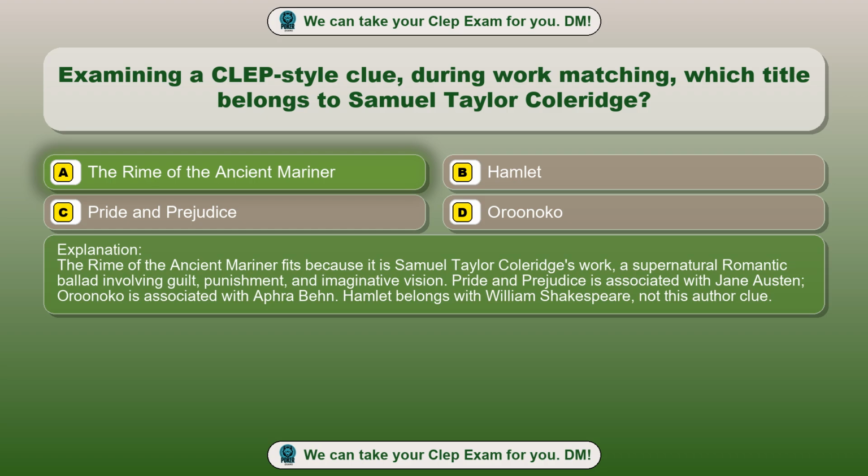The Rime of the Ancient Mariner fits because it is Samuel Taylor Coleridge's work, a supernatural romantic ballad involving guilt, punishment, and imaginative vision. Pride and Prejudice is associated with Jane Austen, Oroonoko is associated with Aphra Behn. Hamlet belongs with William Shakespeare, not this author clue.